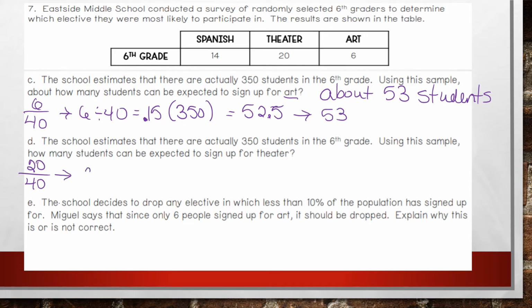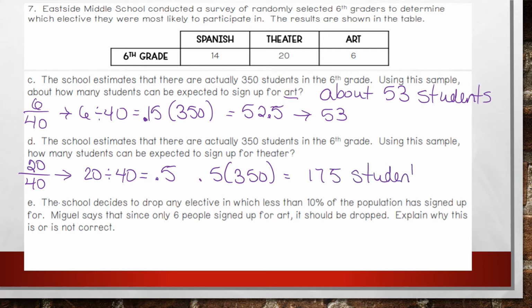So 20 divided by 40, that one should be a pretty easy one, is 0.5 or half. And so then you would just take your 0.5 and multiply it times the 350, which leaves us 175 students. So 175 students are going to be interested in signing up for theater.